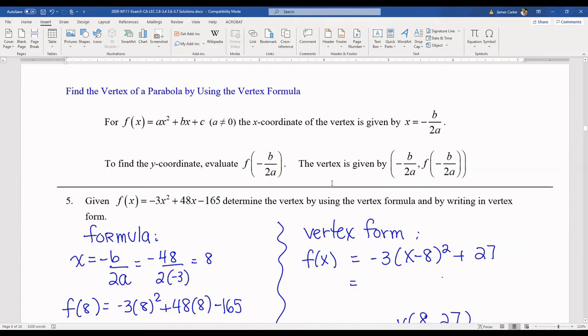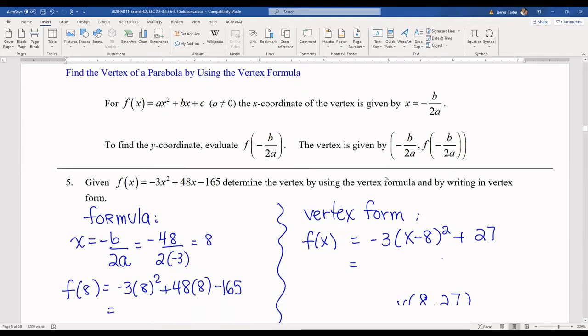Okay, find the vertex of the parabola by using the vertex formula. Okay, here's the vertex formula, the first part of it. We've already talked about this, negative b over 2a. That finds the line of symmetry, and it also finds the x value of the vertex. Then you substitute that into the equation to get the y value.